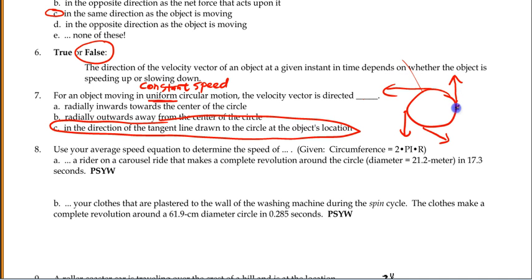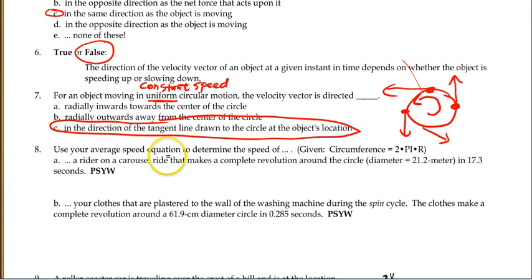So when it was here, its velocity vector would be tangent to the circle, touching only at one point. When it was here, it would be tangent to the circle. When it was here, it would be tangent to the circle. Now, throughout this motion, this object is moving counterclockwise, and again, it's like a top-down view.